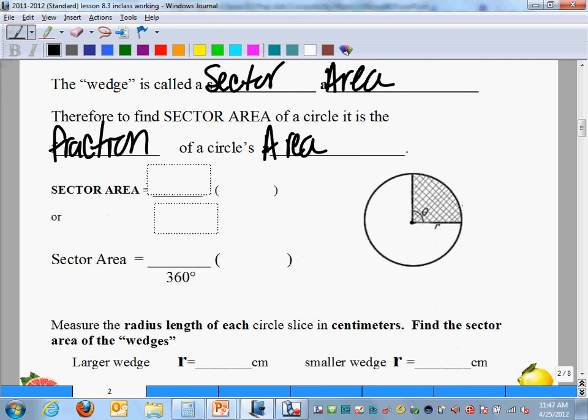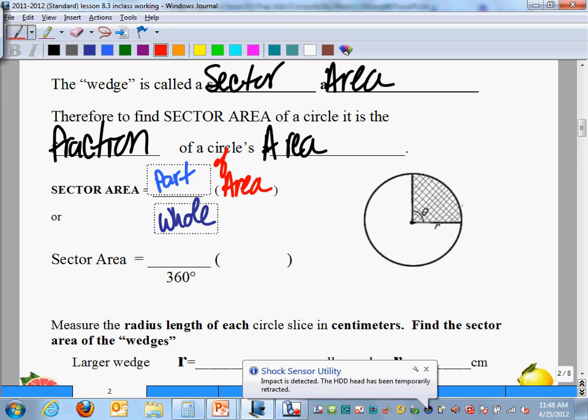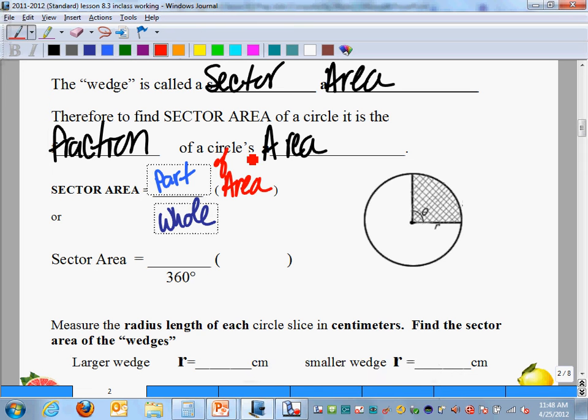Take a look here. We're going to build our equation. To get a fraction is a part over a whole. Exactly. This is a pie slice. Okie dokie. So, part over whole times the whole area. It's a fraction of the area. Of means times. Does not mean equals. Part over whole, that's fraction, of area.